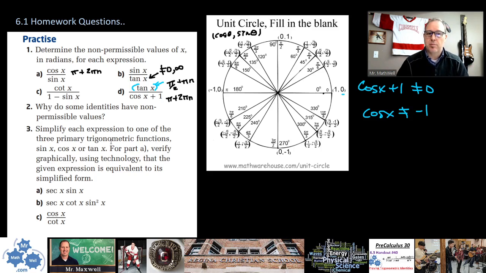So there are some non-permissible values because we still have to obey all of the rules of mathematics in evaluating or judging or verifying statements. That would be your answer there. Follow the rules of math.